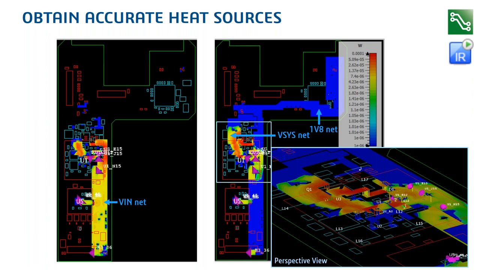CST already handles that in PCB Studio with the IR drop, like I showed you here. This is just one part of the PCB. There are other losses associated with RF devices. Those are all included in CST, and that can be mapped into your design, into your thermal simulation. So let's assume that we have done this part.